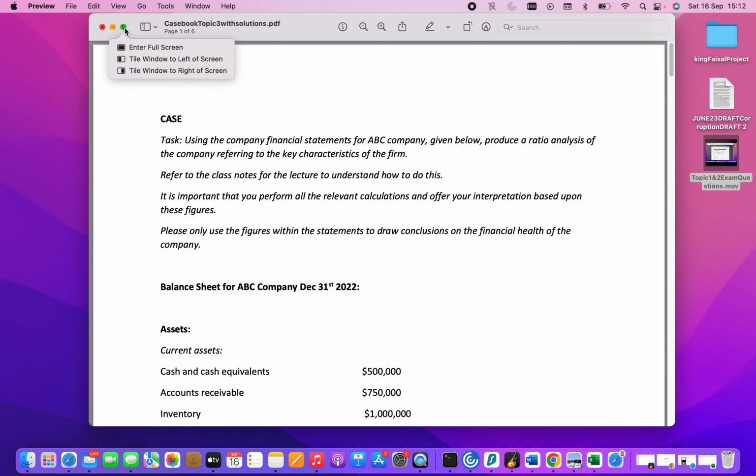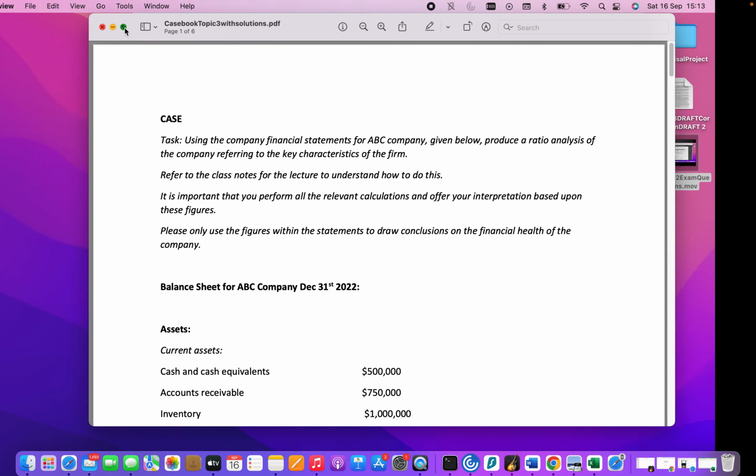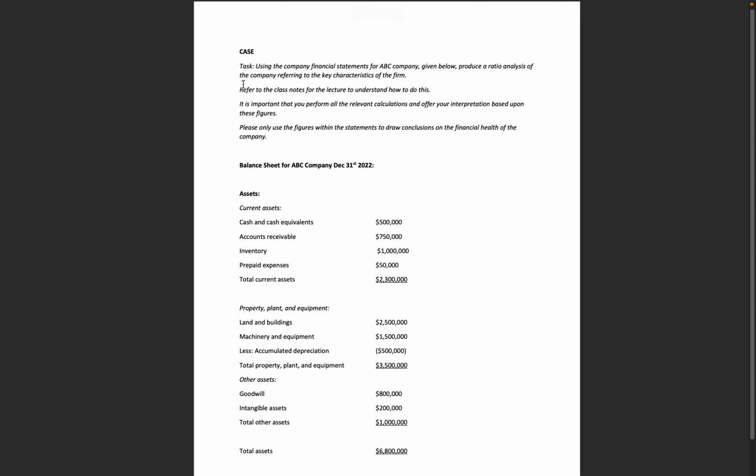Now we're dealing with topic 3. For topic 3, you'll notice I didn't publish any exam questions. You can regard what you see here as a potential exam question, which means it is possible that I could give you a set of accounts and ask you to comment on things like liquidity, solvency, profitability, or efficiency. So very similar to what we've already done and covered in the class.